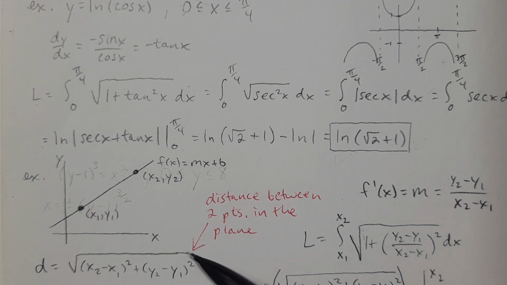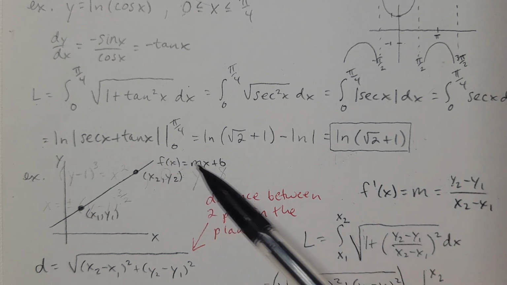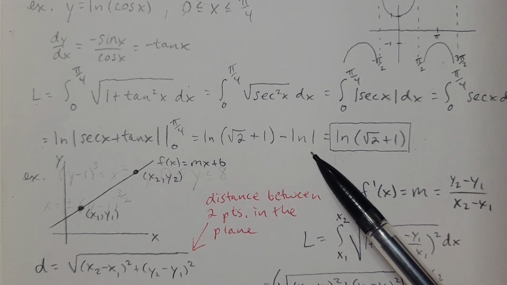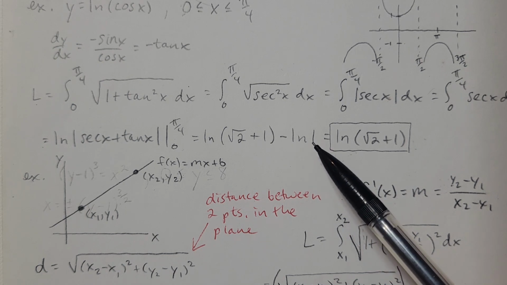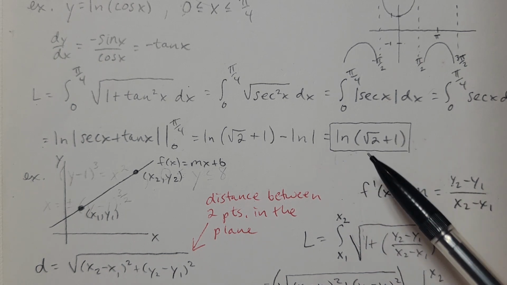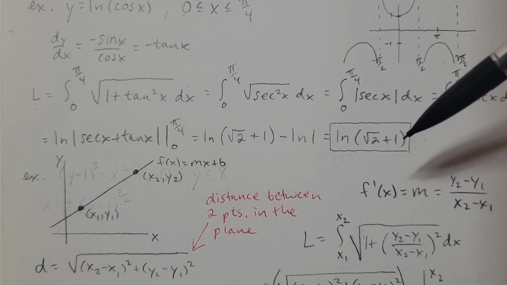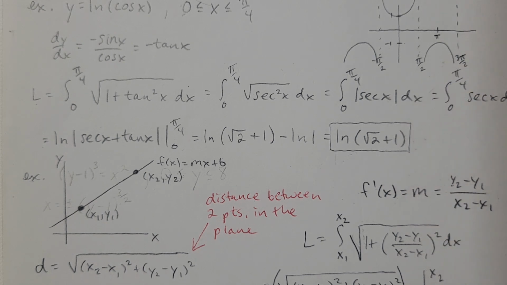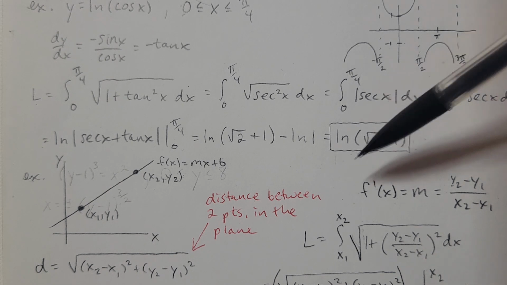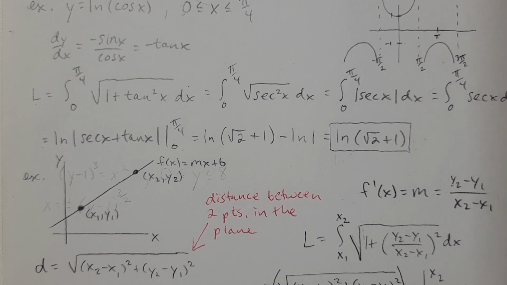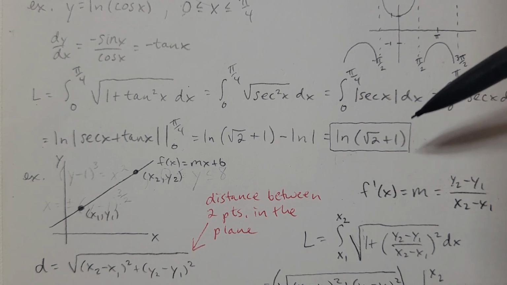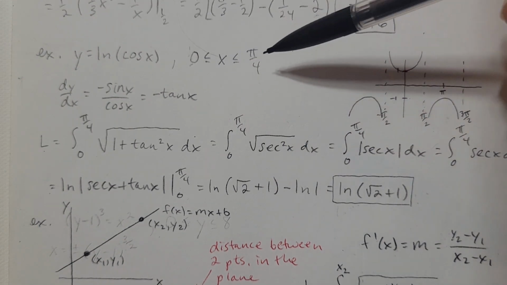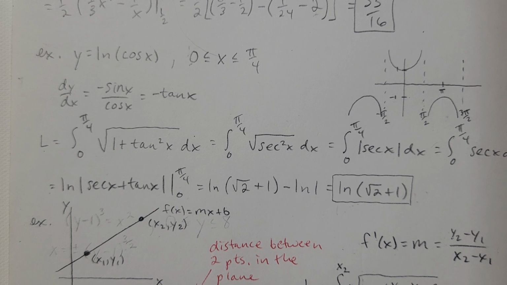When I plug in 0 here, secant of 0 is 1 because cosine of 0 is 1, and tangent of 0 is 0. So I'll be subtracting the ln of 1, and the ln of 1 is 0. And so my answer is going to be the ln of root 2 plus 1. Again, keep the answers in exact form here. There's no reason at all to use a calculator for any of this. We are looking for exact answers. So that would be the length of this curve going from 0 to pi over 4.